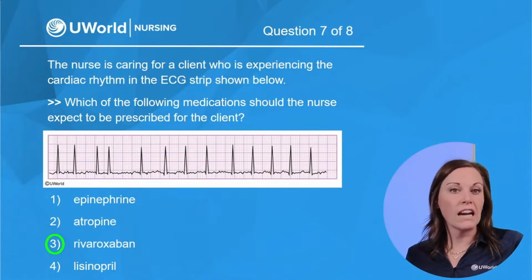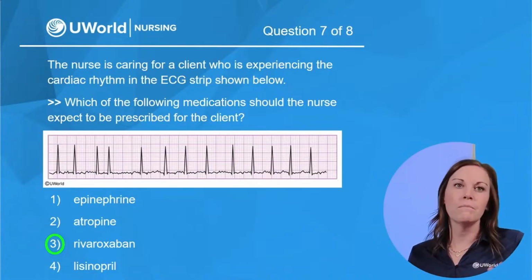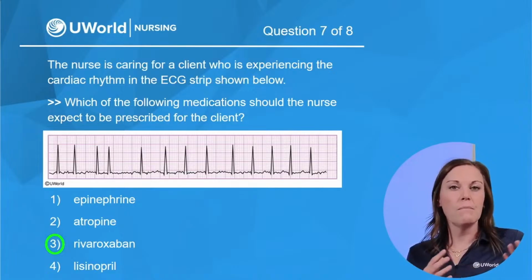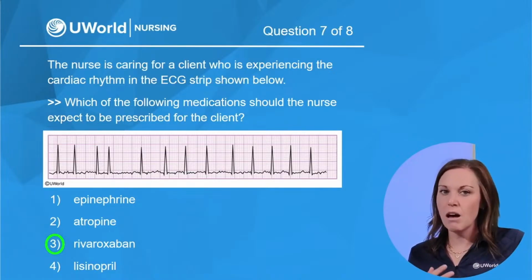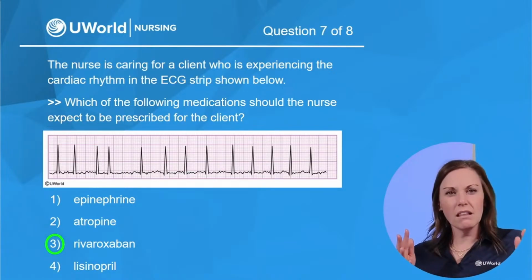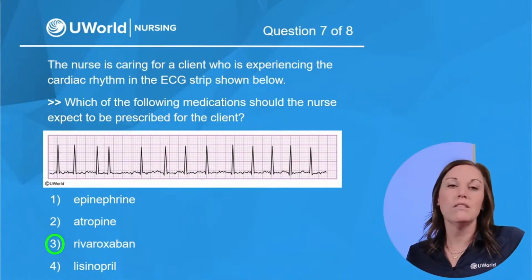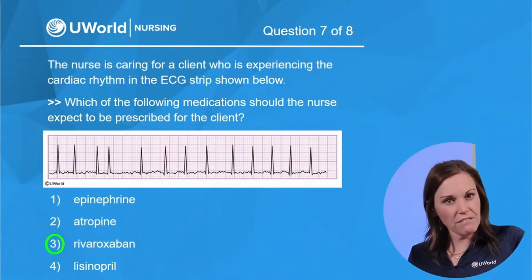We have an irregular rhythm. We don't have a PR interval for every QRS complex. Things are spaced out a little bit. It's not quite lining up. So that's how we know we have AFib.